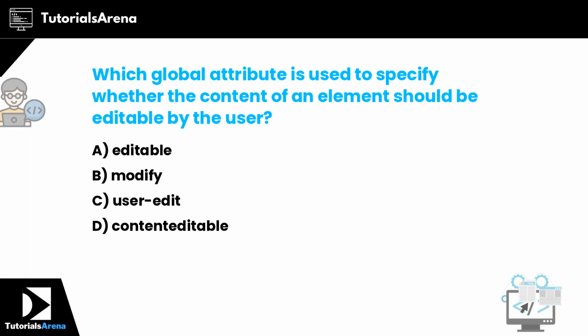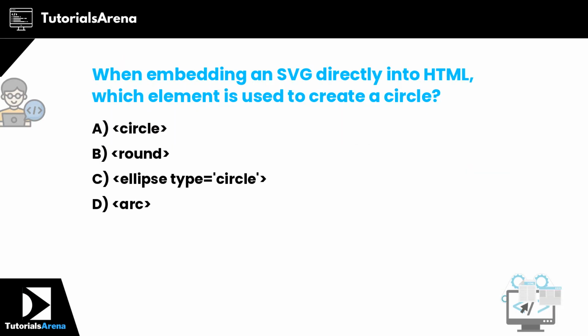Which global attribute is used to specify whether the content of an element should be editable by the user? The correct answer is option D, contenteditable. When embedding an SVG directly into HTML, which element is used to create a circle? The correct answer is option A, circle.